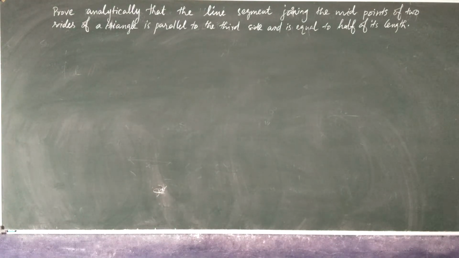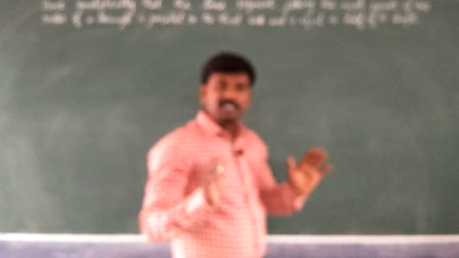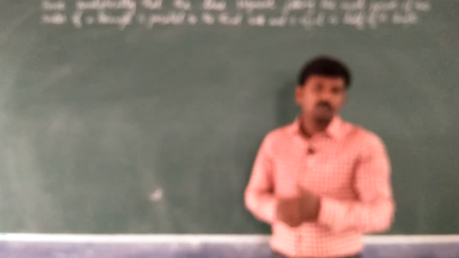Hello students, in this question we have to prove analytically that the line segment joining the midpoints of two sides of a triangle is parallel to the third side and is equal to half of its length. So now we are discussing the slope.